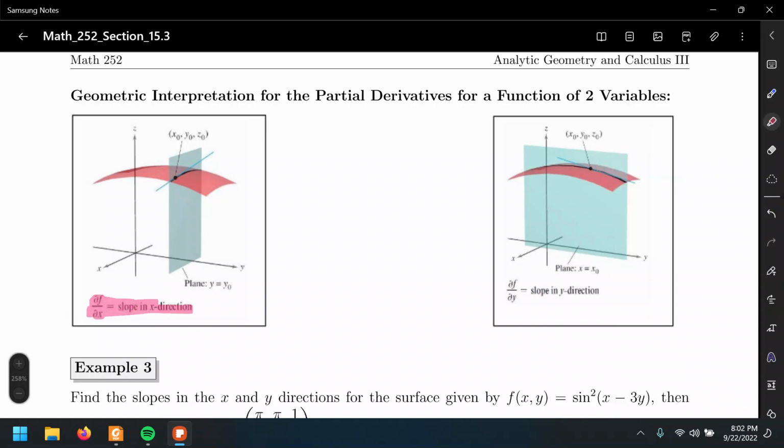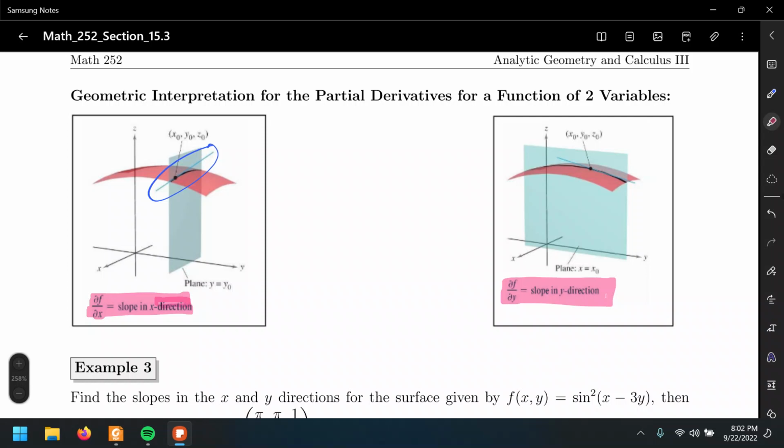So, when we find the derivative with respect to x, all right? That means we're seeing, in this case, a slope in this direction, right? While in this case, only x is changing, but y is remaining constant. In this case, when we find the derivative with respect to y, we have a slope essentially in the y direction.